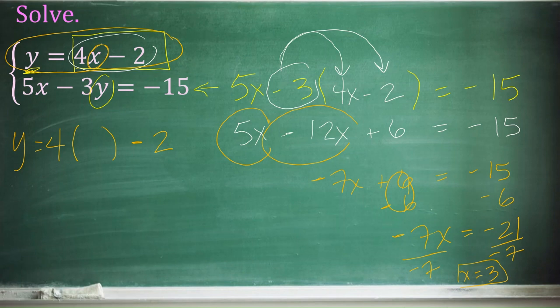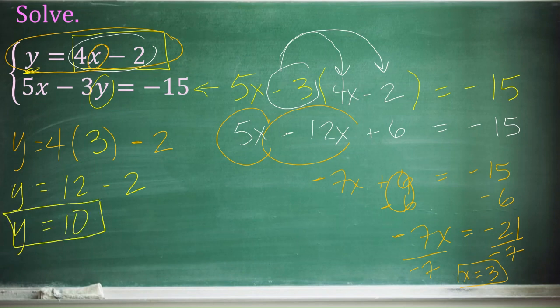Everywhere I see x, I'm putting in my x value, which was 3. Now all I need to do is simplify. y equals 4 times 3, which is 12, minus 2. So y equals 10. That's my y value. We could also write this solution as a coordinate pair, (3, 10).